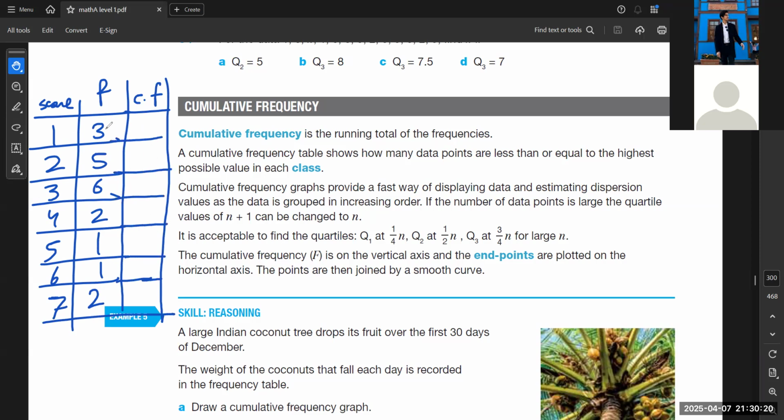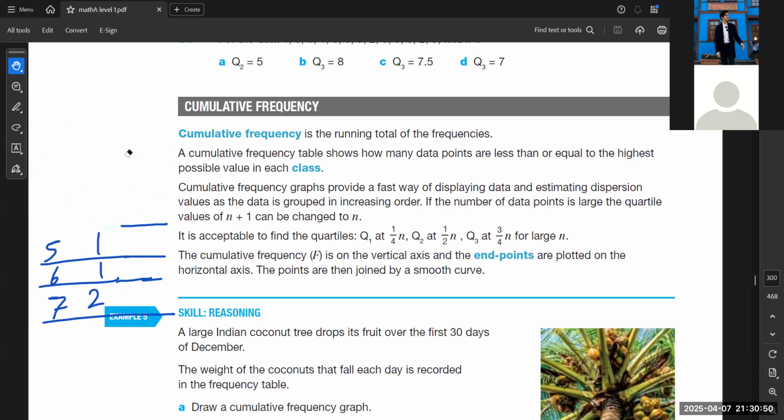Let's see. So, how many people got ones or less? 3 people. How many people got twos or less? 5 plus 3, 8 people. How many people got threes or less? Meaning all of these guys basically. That's how cumulative frequency works. Is that clear? So basically, a cumulative frequency table shows how many data points are less than or equal to the highest possible value in each class. So we call these classes. Okay. So that's the basic idea of cumulative frequency.